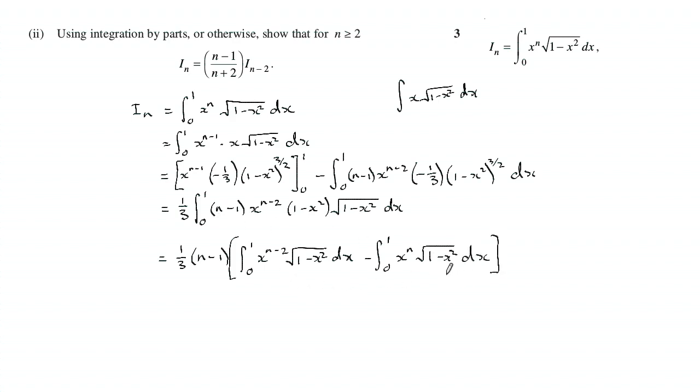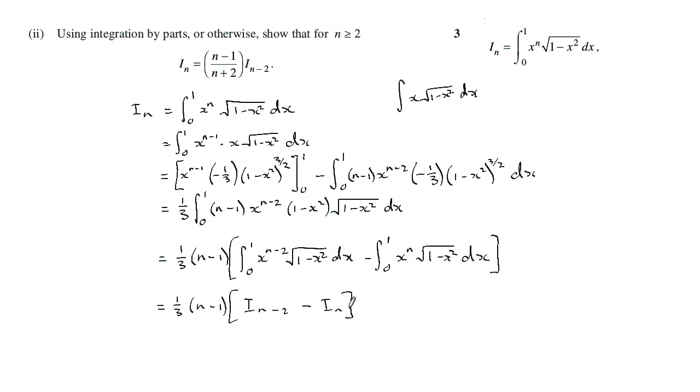Okay, sorry if that was confusing for anyone. I've just sort of expanded this and then split it up into two different integrals. So this bit is I n minus 2. And this bit is actually just I n.